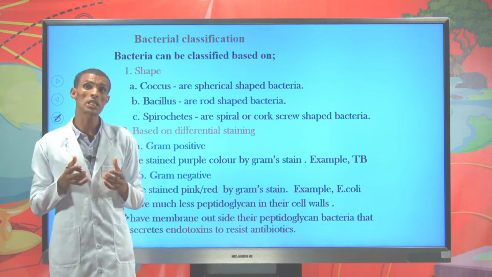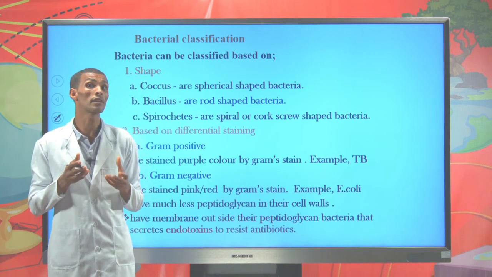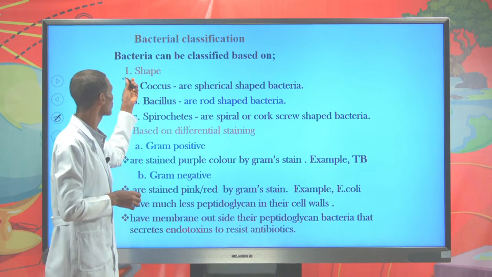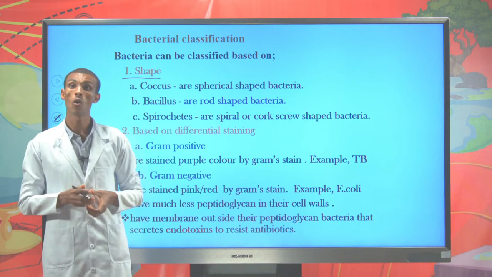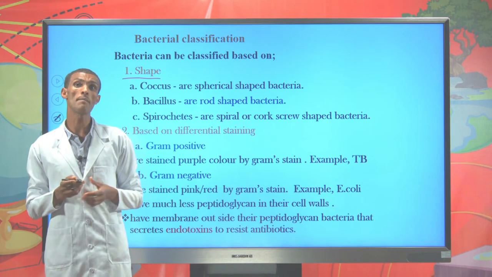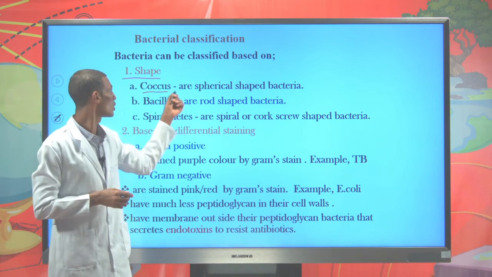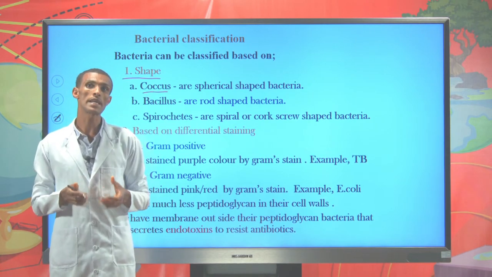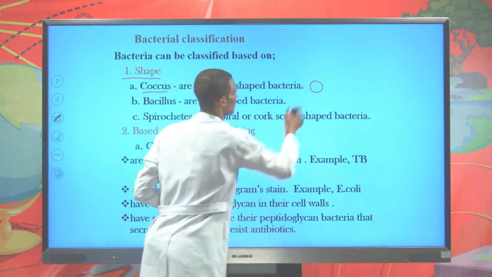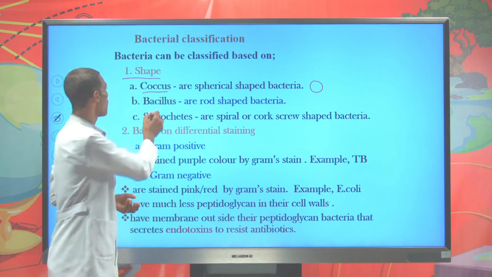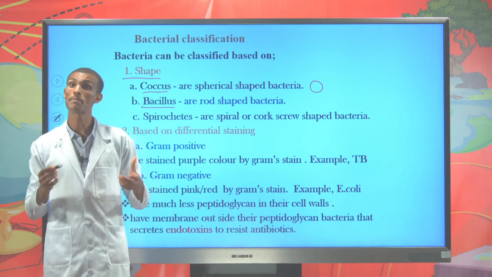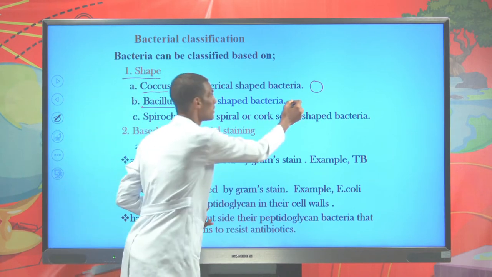Well then, bacteria can be classified based on many characters. One main character that is very important in the classification of bacteria is their shape. Accordingly, bacteria can be classified as coccus, which are spherical-shaped bacteria. And bacteria may be grouped as bacillus, which are rod-shaped bacteria. They can have this kind of shape.